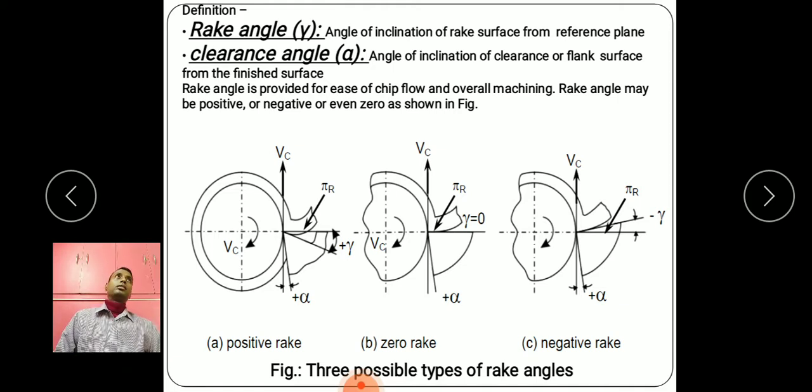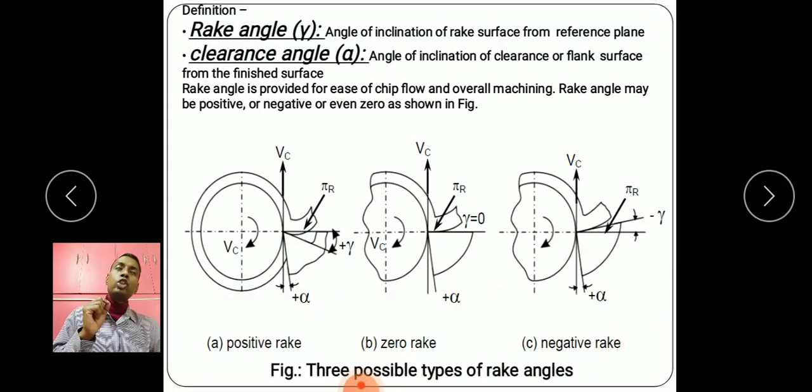Previously I discussed the rake face, now the rake angle. It is the angle of inclination of the rake face. If the rake surface is flat, the chip is not easily removed from the workpiece or rake face. So some angle is required, and this angle is called the rake angle. The clearance angle is the angle of inclination of the flank surface from the finished surface. This, this and this.